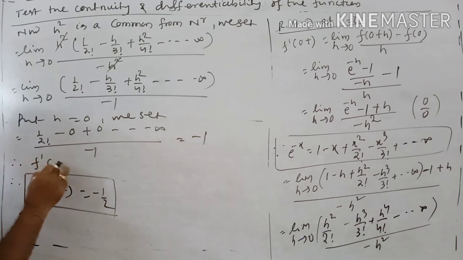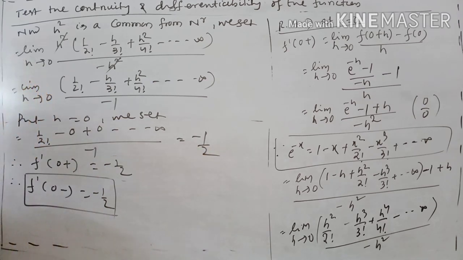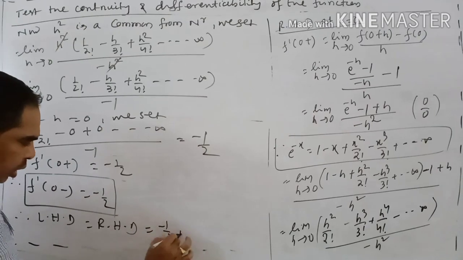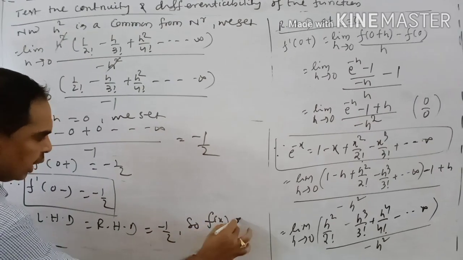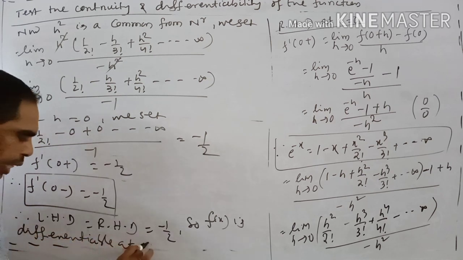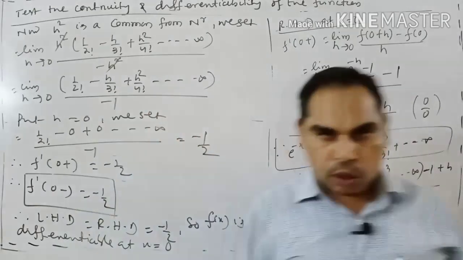Therefore, f dash 0 plus is equal to what? Minus half. F dash 0 plus is minus half. Also, f dash 0 minus is minus half. Therefore, LHD is equal to RHD is equal to minus half. So f of x is differentiable at x is equal to 0.